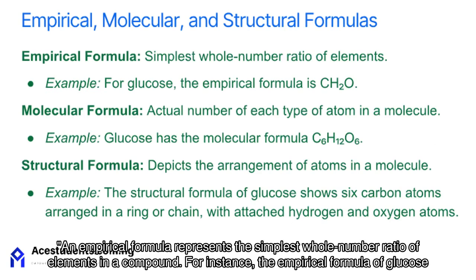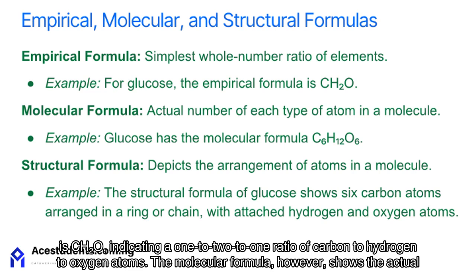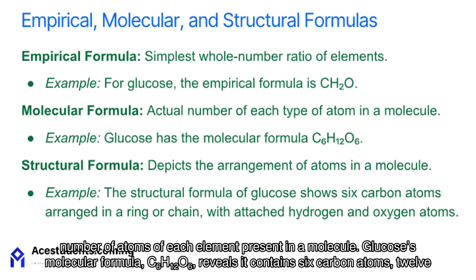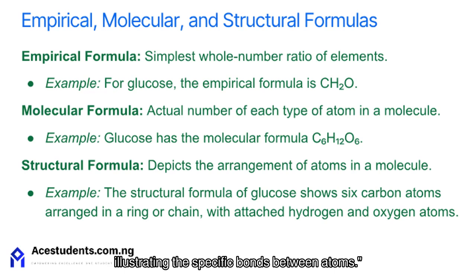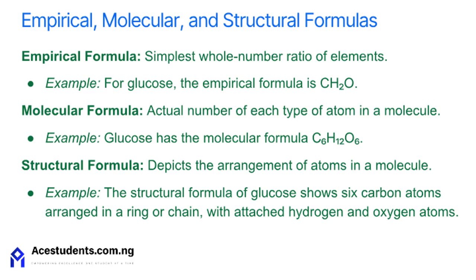An empirical formula represents the simplest whole number ratio of elements in a compound. For instance, the empirical formula of glucose is CH2O, indicating a 1:2:1 ratio of carbon to hydrogen to oxygen atoms. The molecular formula, however, shows the actual number of atoms of each element present in a molecule. Glucose's molecular formula, C6H12O6, reveals it contains 6 carbon atoms, 12 hydrogen atoms, and 6 oxygen atoms. Finally, the structural formula provides a visual depiction of how these atoms are arranged, illustrating the specific bonds between atoms.